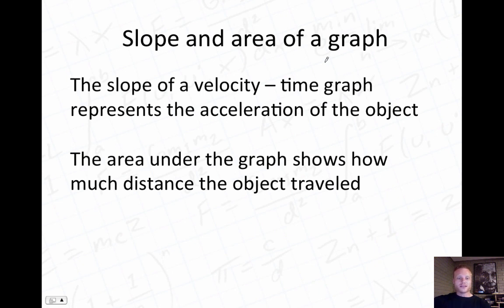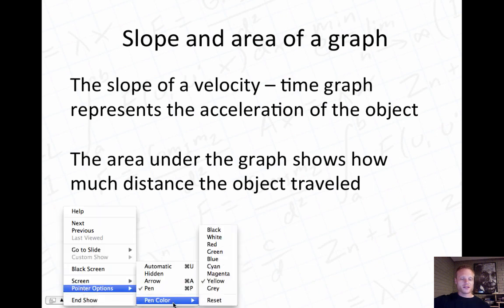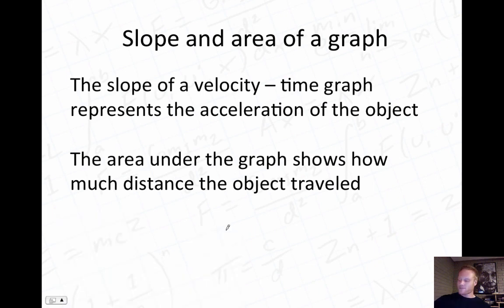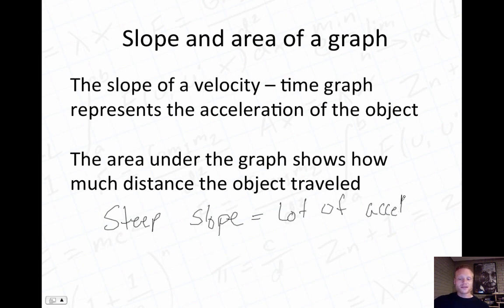Slope and the area of a graph. The slope of the velocity time graph represents the acceleration of the object, and the area under the graph shows how much distance the object traveled. One little side note I will put on this, and let me just change back into black so you can actually see this. If you have a steep slope, I'm not going to write slop like last lesson. If you have a steep slope, it means you have a lot of acceleration. And then remember, acceleration could mean speeding up or slowing down. But a steep slope, a lot of acceleration.